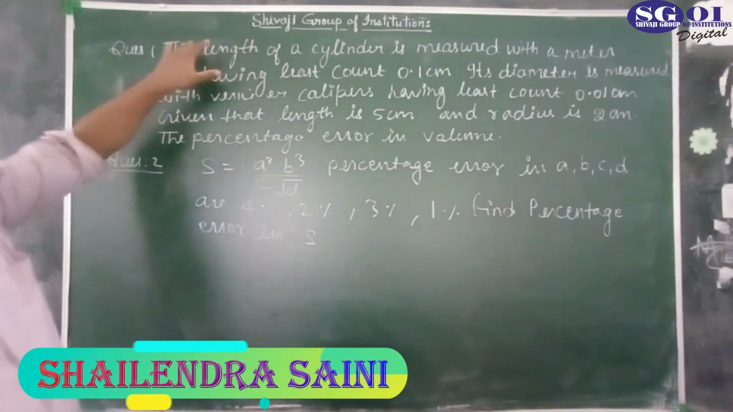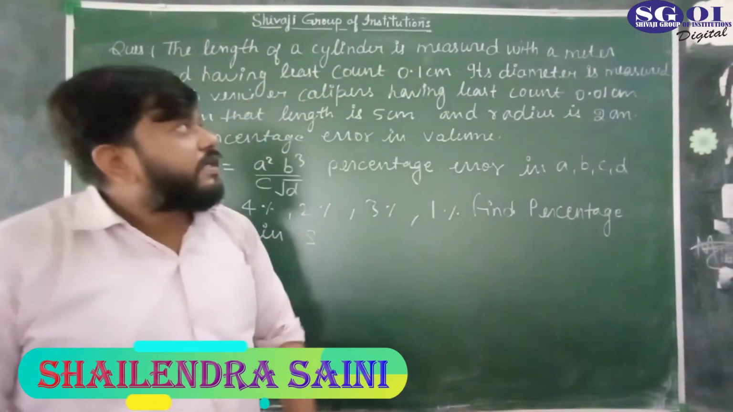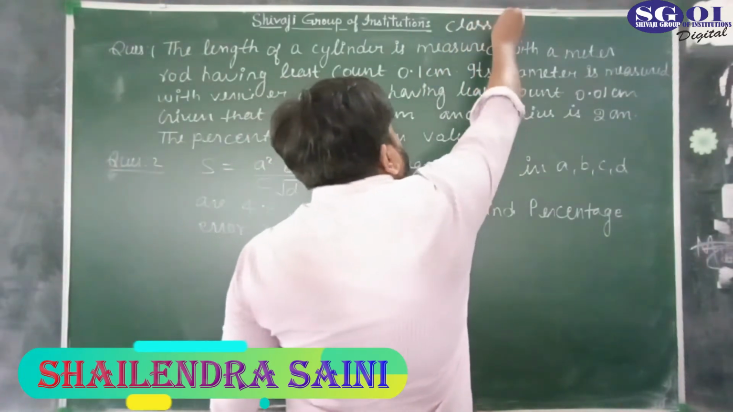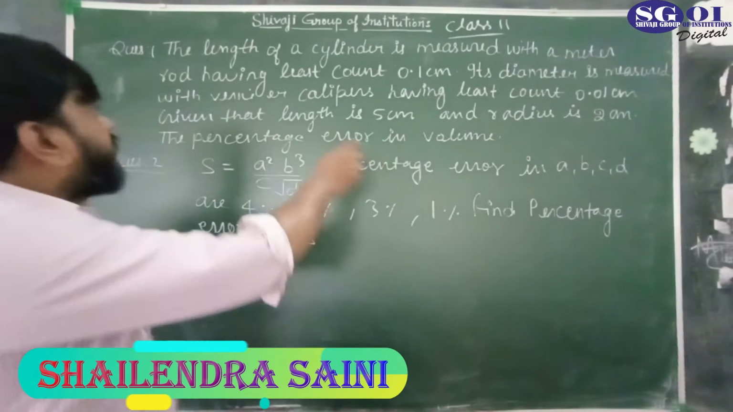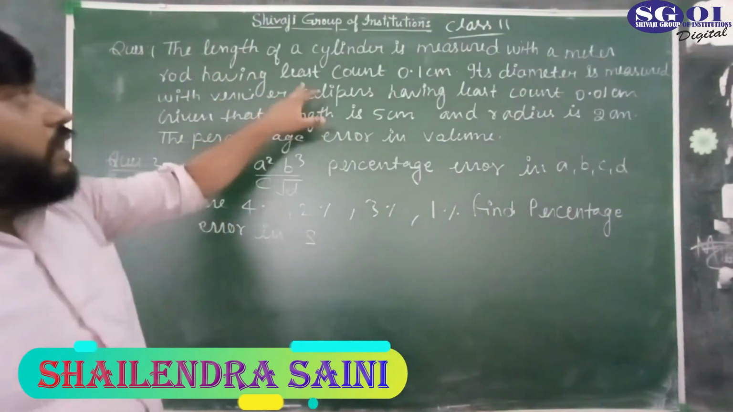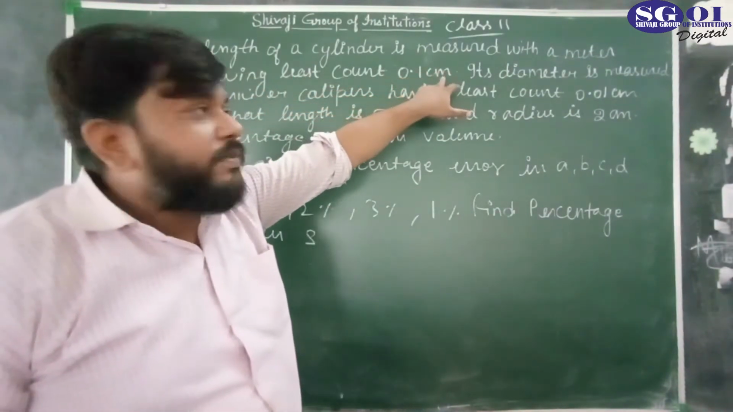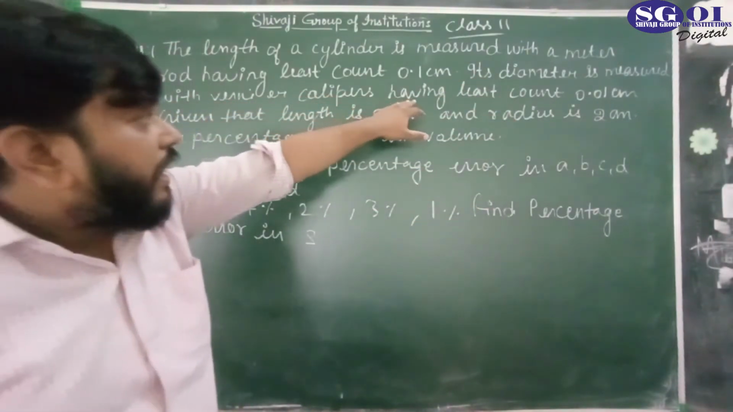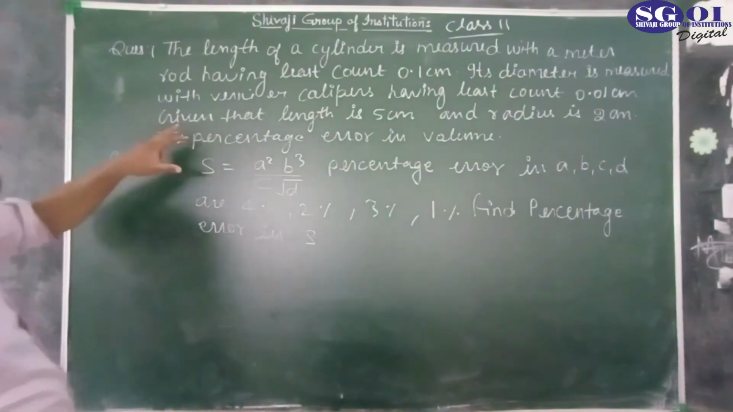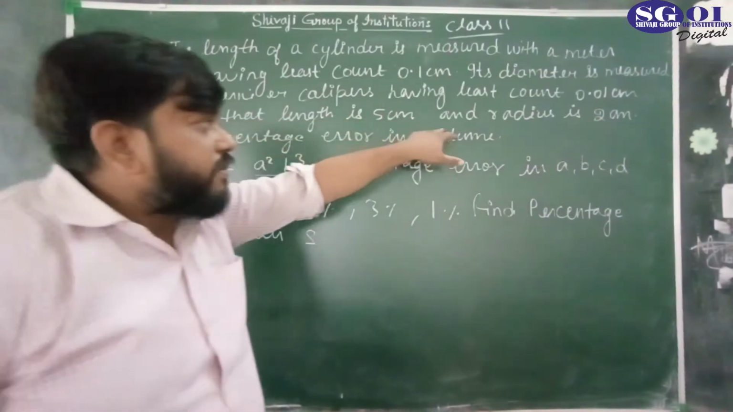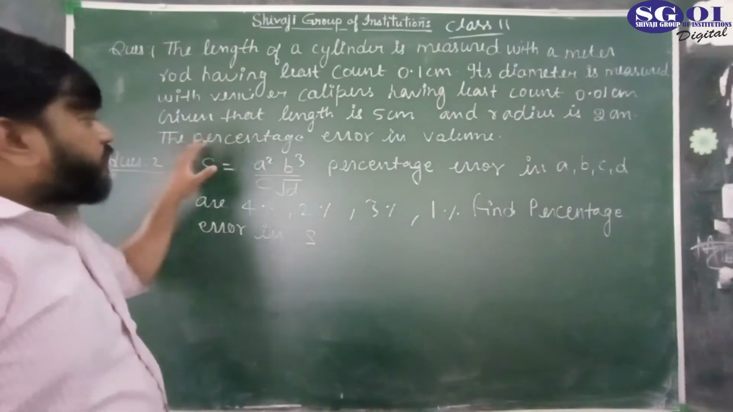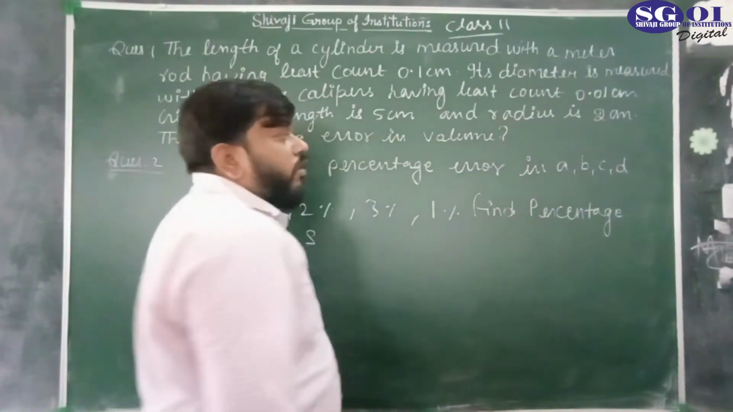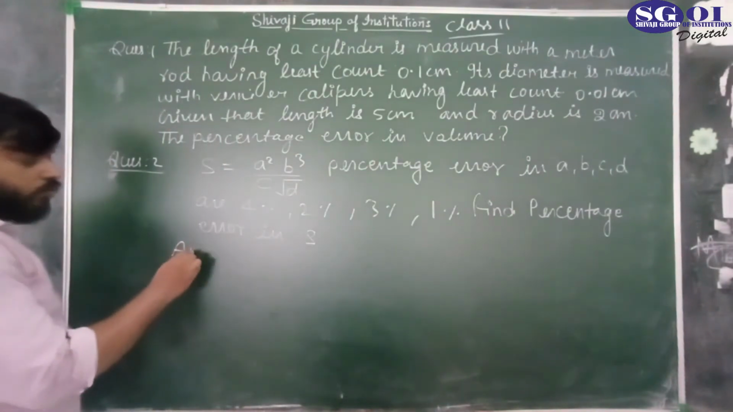The problem number first: the length of a cylinder is measured with a meter rod having least count 0.1 centimeter. Its diameter is measured with vernier calipers having least count 0.01 centimeter. Given that length is 5 centimeter and radius is 2 centimeter, we have to find the percentage error in volume. So let's solve this particular numerical problem.